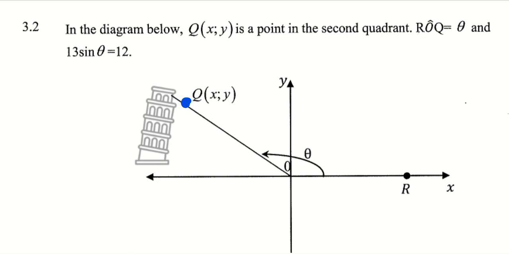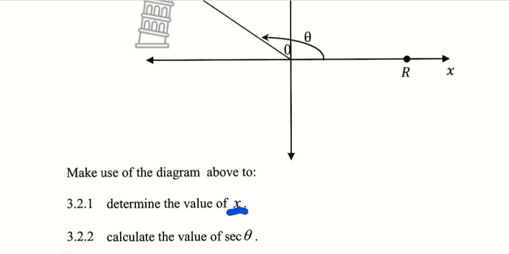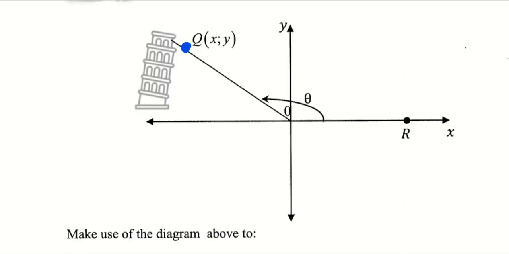Then they say angle ROQ is equal to theta, and 13 sine theta equals 12. That's the equation they gave us so we can do some calculations for the questions. Let's look at question 3.2.1, the one I want us to go through today. They say, make use of the diagram above to determine the value of x. So the question wants us to calculate what x is equal to. How are we going to determine the value of x?